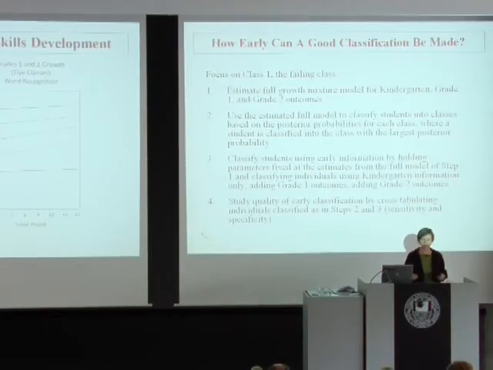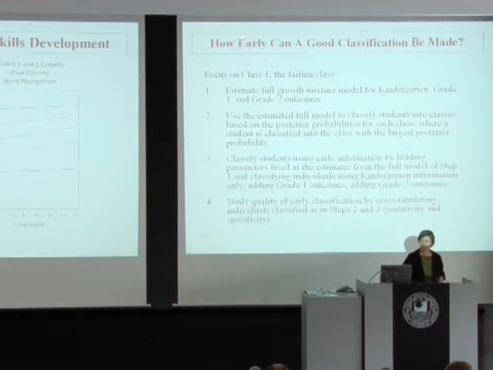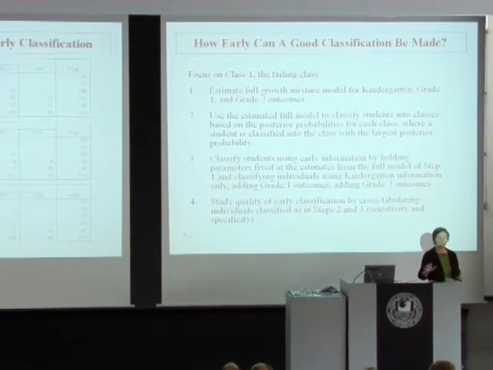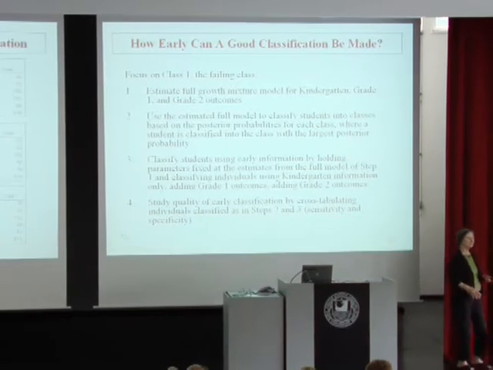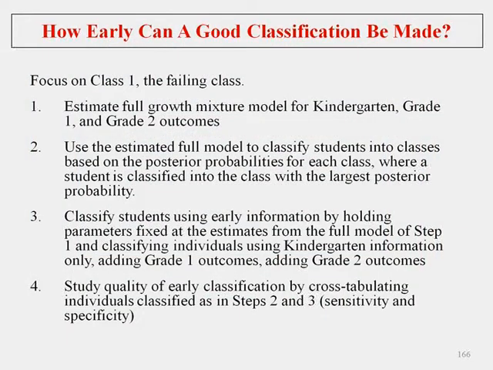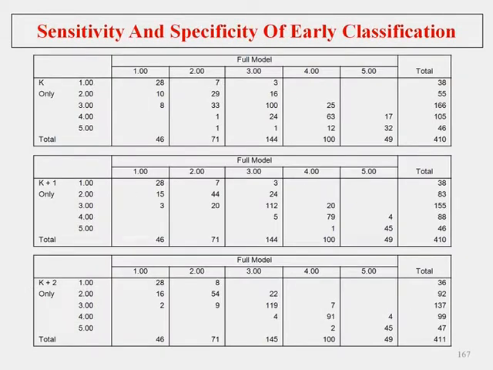So the way that we do this is, I think I'm going to put this over here so I can go back and forth. But we're focusing on class 1. So the input for the model that I showed you, we estimate that. The first step is to estimate the full growth mixture model for kindergarten, grades 1 and 2. So we estimate the full model. And the second step is to get most likely class membership from that model. And that's what over on this table, along the top, is most likely class membership.